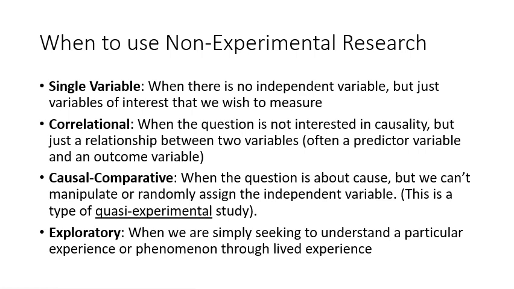We might do non-experimental research in a causal comparative study. That is, we have a question about a cause, but we can't manipulate or randomly assign the independent variable. We'll look at some reasons for that when we come to that section. And this is a type of quasi-experimental study, which we'll be covering next week.